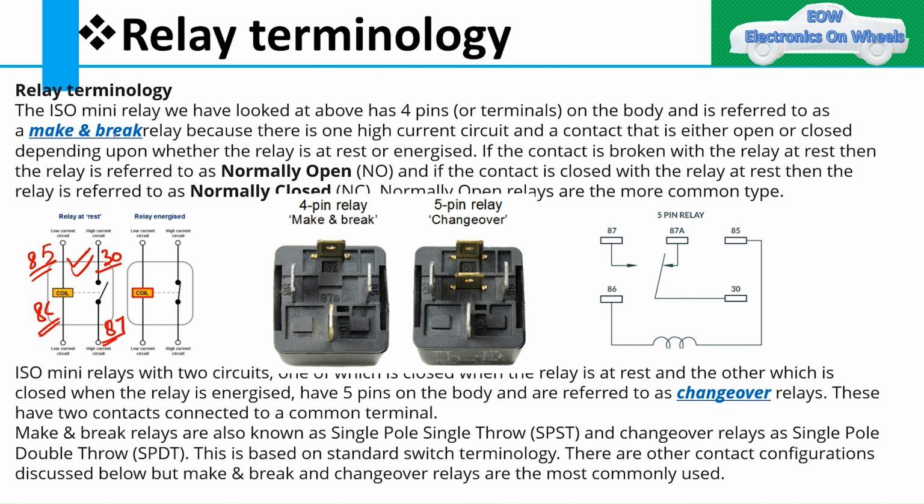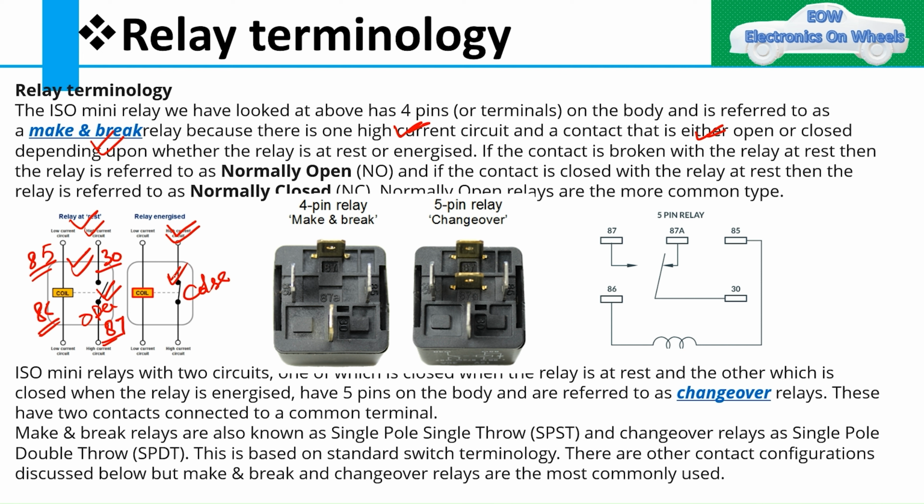The mini relay, as I told you, we call a make or break relay, because there is one high current circuit, and the contact is either open or closed, depending upon whether the relay is at rest or energized. If the contact is open with the relay at rest, it is referred to as normally open. If the contact is closed with the relay at rest, then the relay is referred to as normally closed.